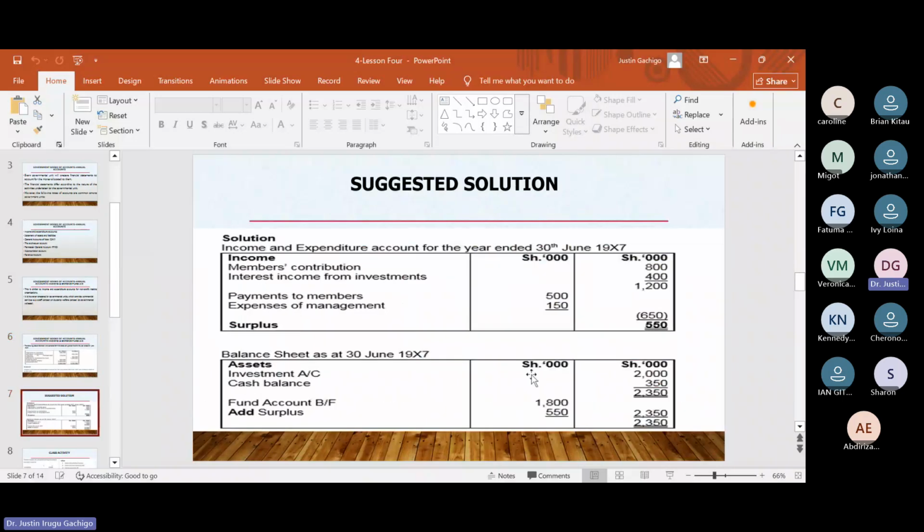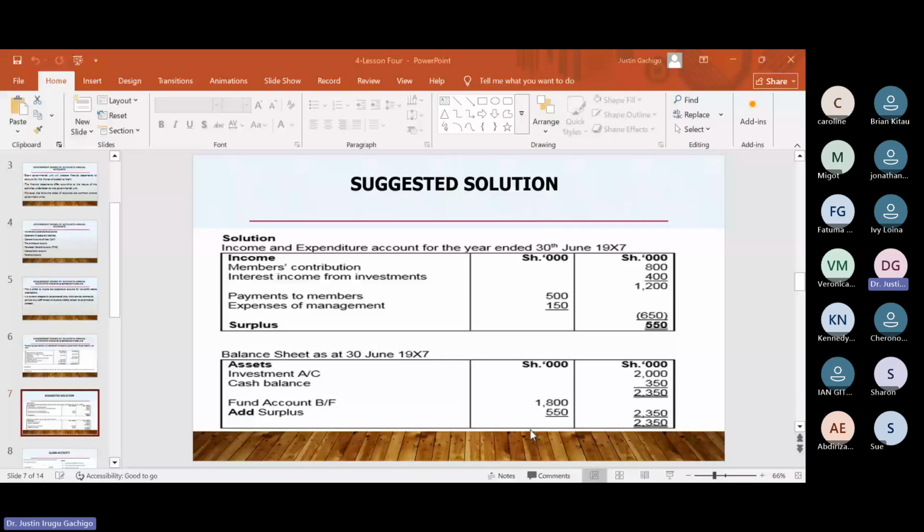You bring the cash balance here, 350, and the amount you get there, you sum up because there's no other asset. Then we have the fund account balance brought forward. This is the amount that was brought forward from the previous period. Then we have the surplus from the income and expenditure account, which is 550, and the two should balance. So in the event that you are given this kind of question, and you find that if you put this 550 that you found here as a surplus down here, and the figures do not balance, then you know you have already made some mistake.